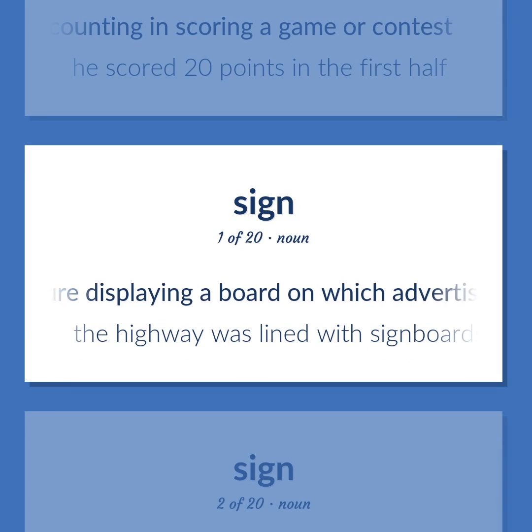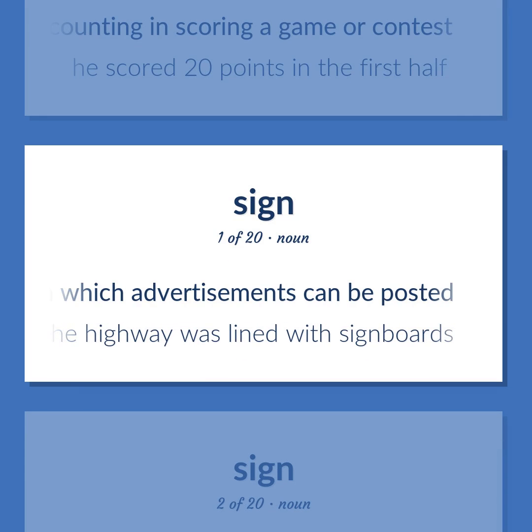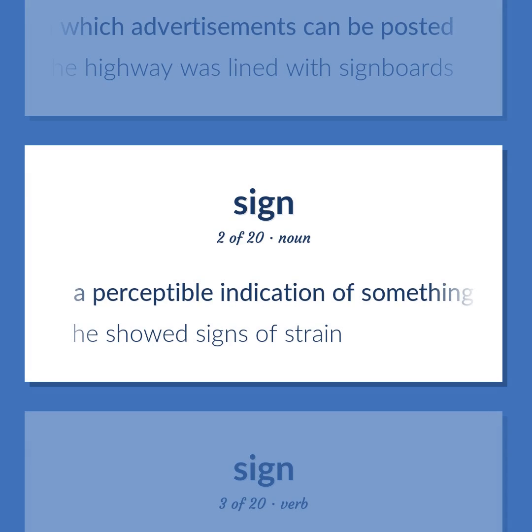Structure displaying a board on which advertisements can be posted. The highway was lined with signboards. A perceptible indication of something not immediately apparent, as a visible clue that something has happened. He showed signs of strain.